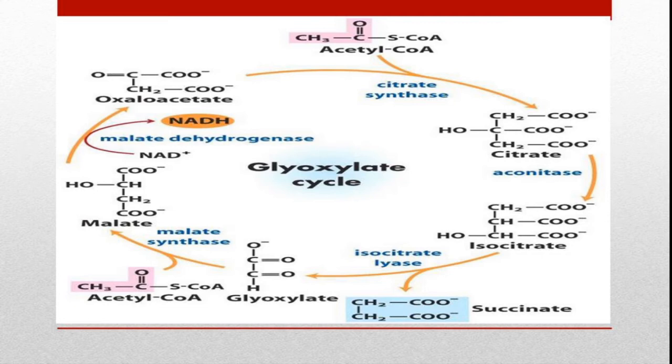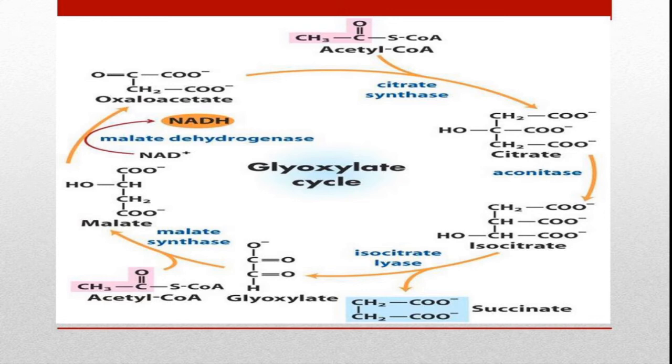The glyoxylate then condenses with a second molecule of acetyl coenzyme A to yield malate in a reaction catalyzed by malate synthase. The malate is subsequently oxidized to oxaloacetate, which can condense with another molecule of acetyl coenzyme A to start another turn of the cycle.